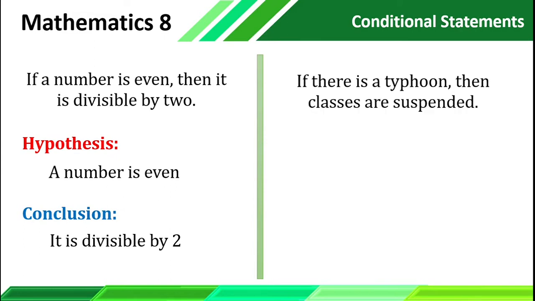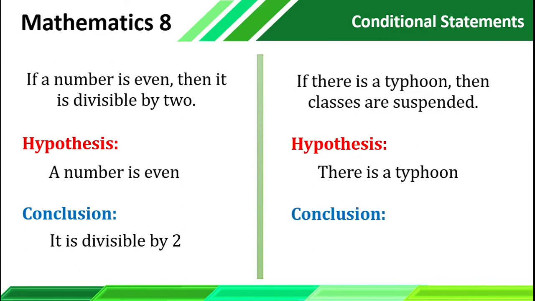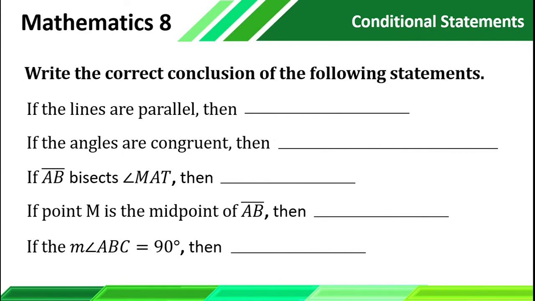Another example, if there is a typhoon, then classes are suspended. The hypothesis here is there is a typhoon, and the conclusion, classes are suspended. So that is how to identify the hypothesis and conclusion in our statement. Now, I have here the following hypotheses, and you will be the one to give the conclusion in the following statements. Pause the video for a while, and you may check your answer afterwards.